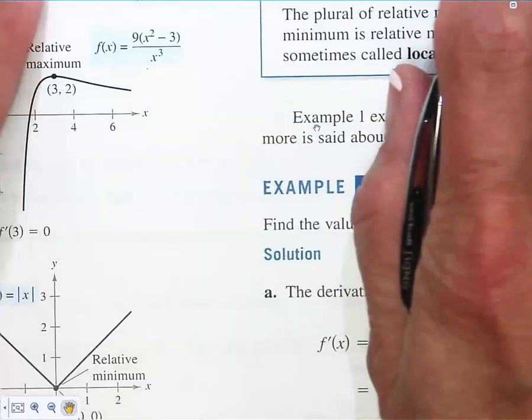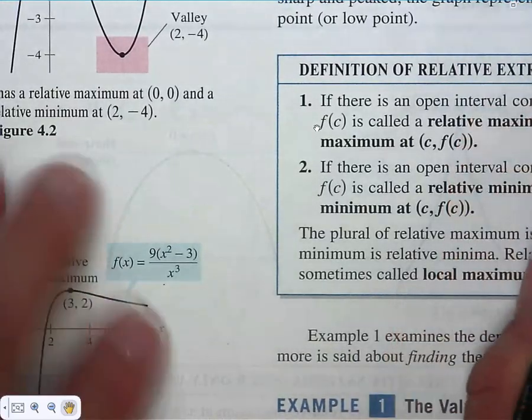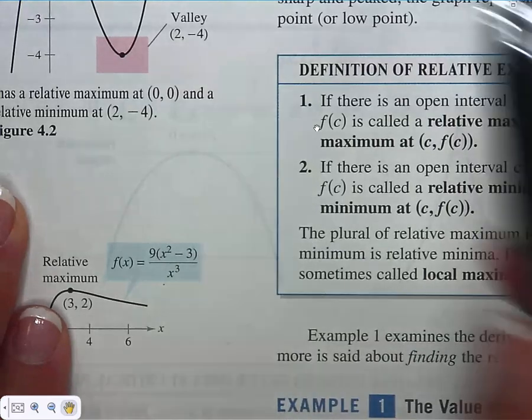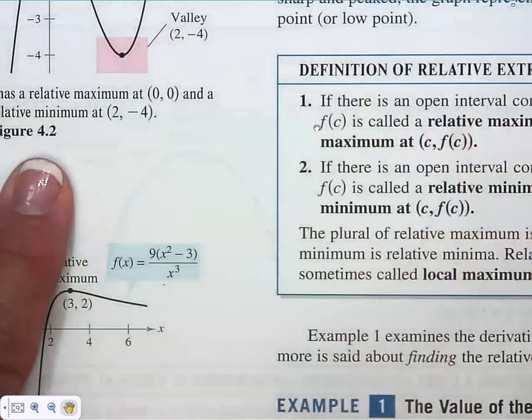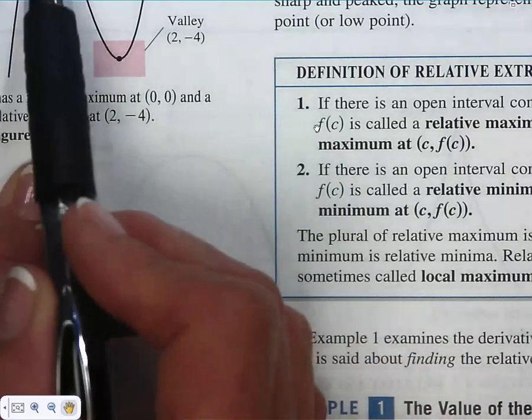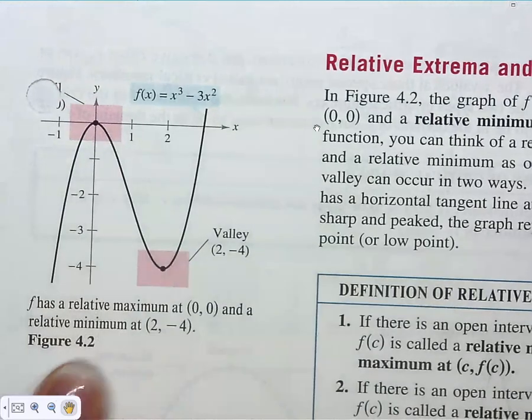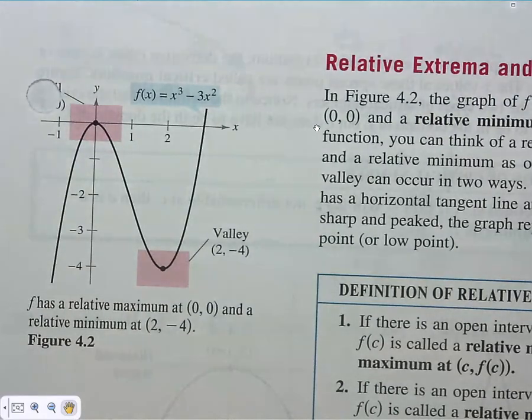Next page. In figure 4.2, the graph has a relative maximum at the point 0, 0. Relative maximum just means not necessarily the highest point on the entire graph, but higher than what's around it.